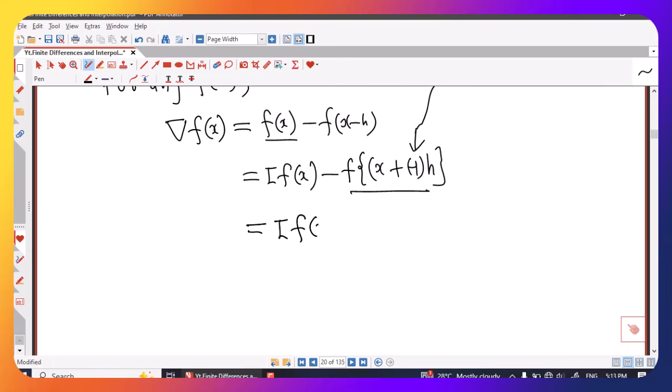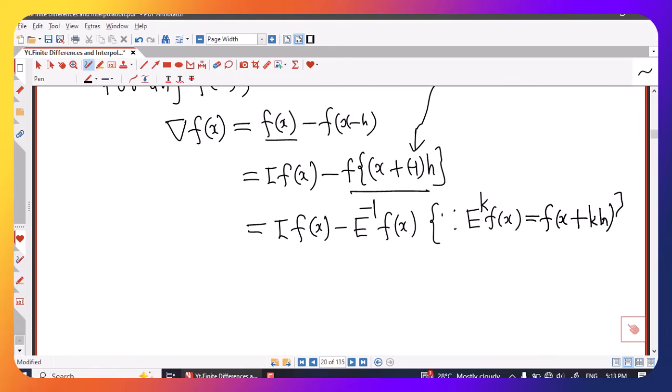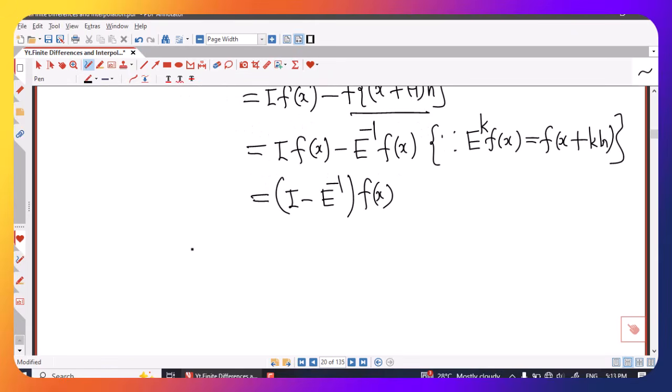I keep this as it is, and here I write this as E to the power minus 1 f(x), we can write in the bracket. We know that E raised to k f(x) gives us f(x+kh). So using this, this is nothing but I minus E to the power minus 1 applied to f(x). So for any f(x), we have shown that nabla f(x) equals I minus the inverse of E, or minus 1th power of the shift operator. So we are able to prove this.